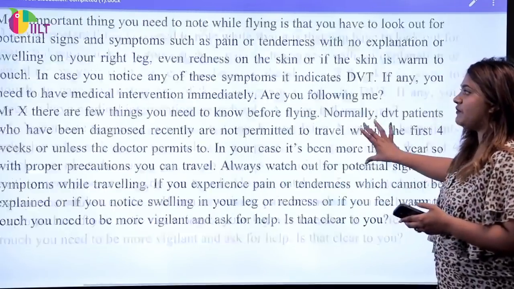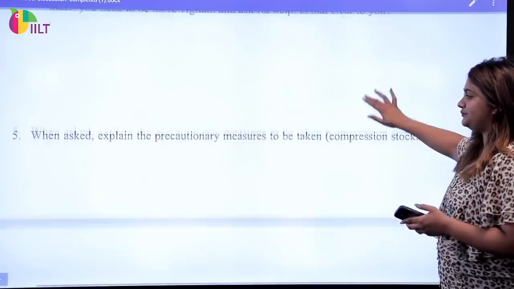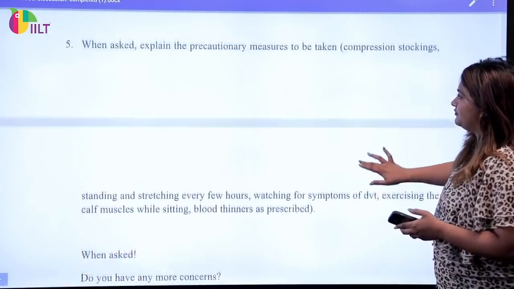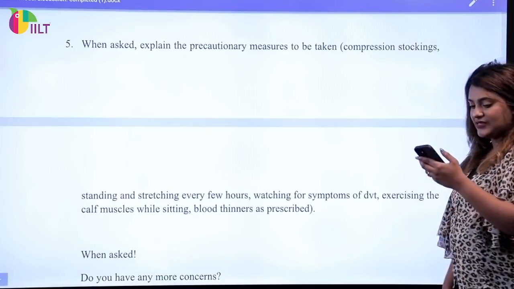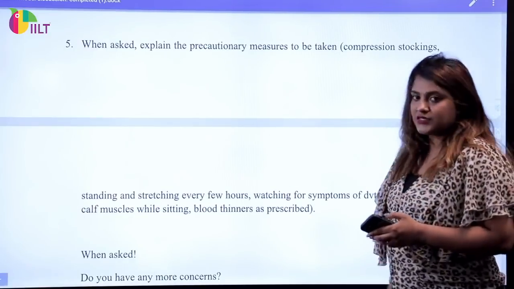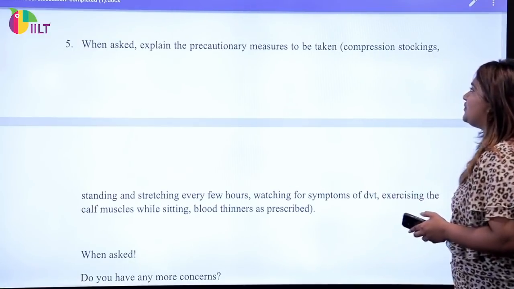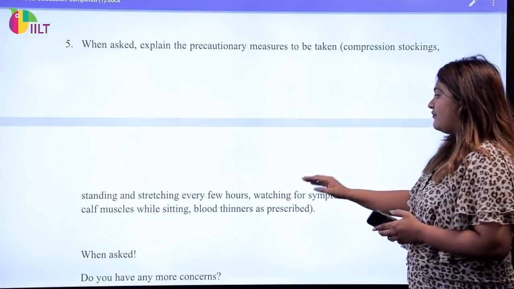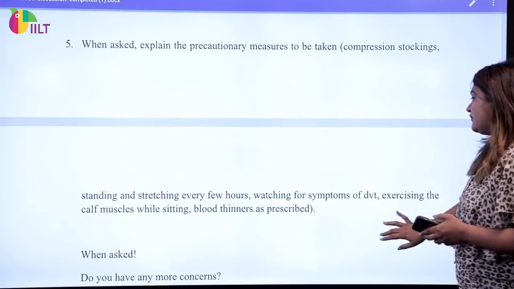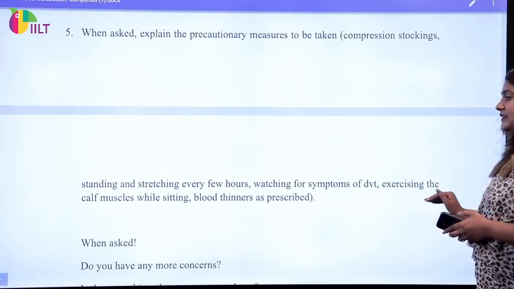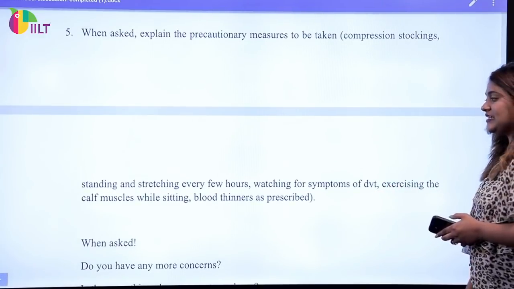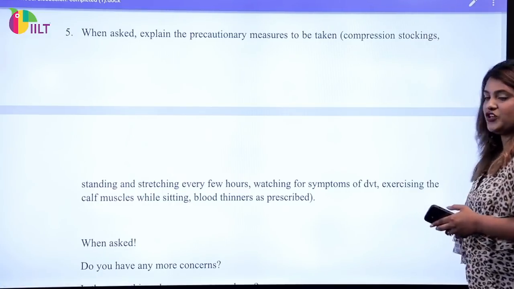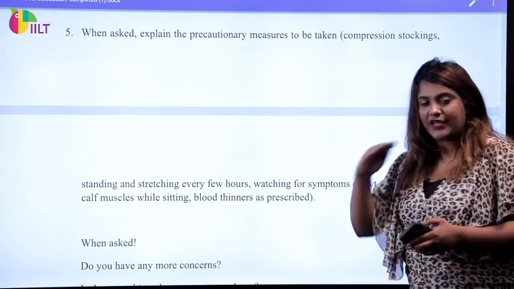All right. So shall we move to the next one? The 5th task. Oh, okay. It is kind of separated. All right. The 5th task says, when asked, explain the precautionary measures to be taken: compression stockings, standing and stretching every few hours, watching for symptoms of DVT, exercising the calf muscles while sitting, blood thinners as prescribed. Okay, so these are the precautionary measures he has to take while he is flying.